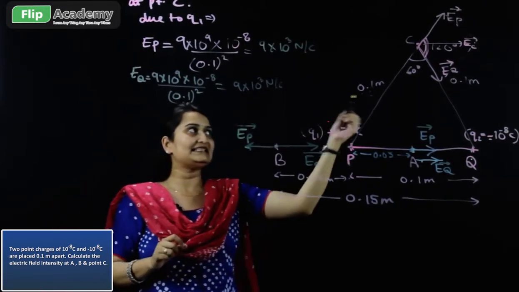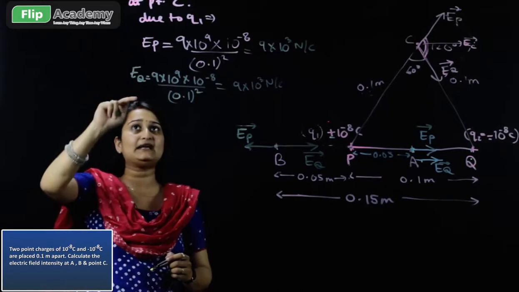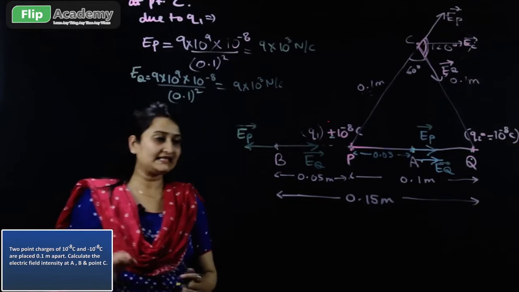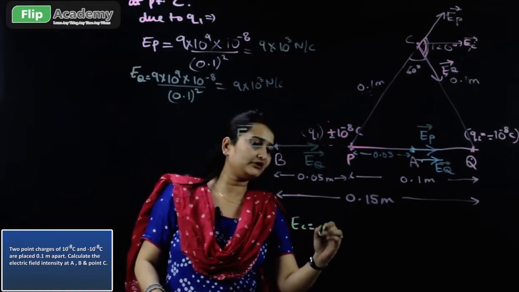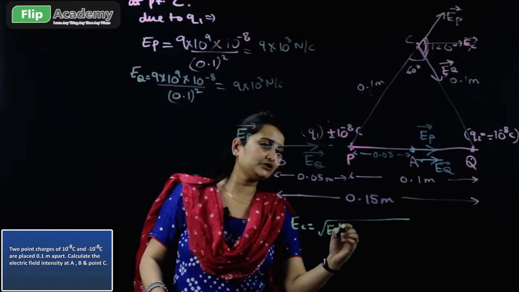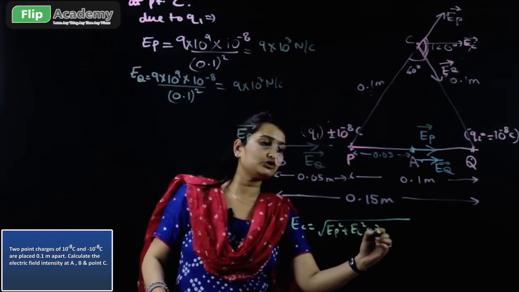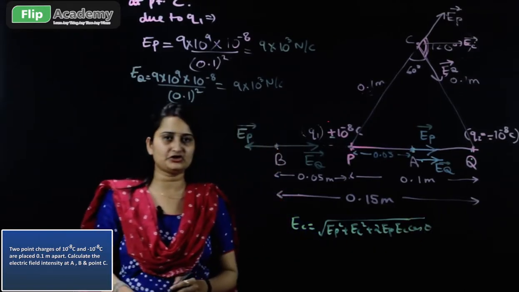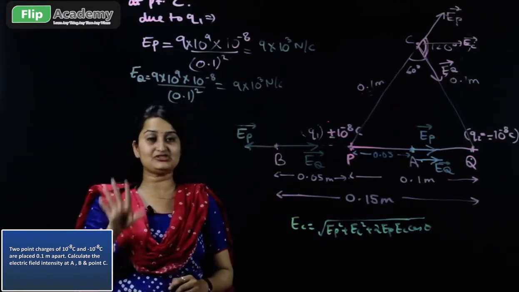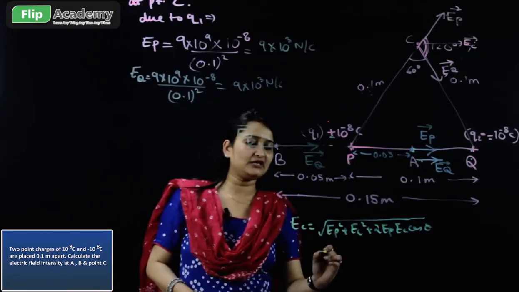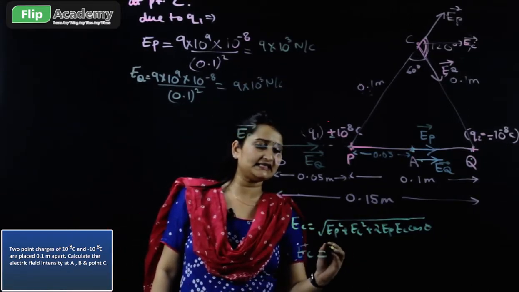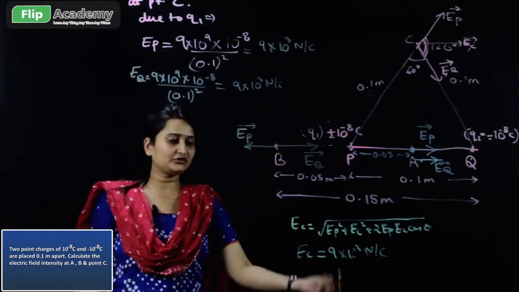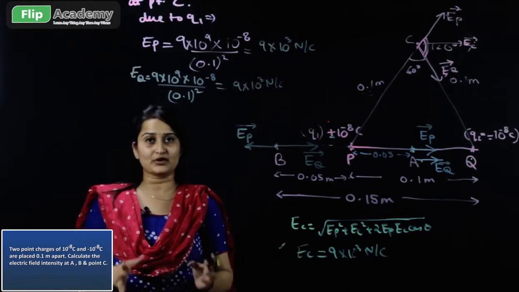We have to find EC, which is the resultant of EP and EQ, and this EC is found by the parallelogram law. So let's put the formula for EC, which becomes under root EP square plus EQ square plus 2 times EP EQ cos theta. What is theta in this condition? Theta is the angle between EP and EQ, which is 120 degrees. Put in all the values directly, and you will get EC as 9 into 10 raised to the power 3 Newton per Coulomb. So this is the electric field intensity at point C.